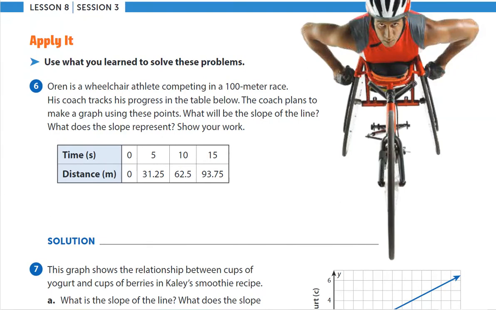Number 6. Oren is a wheelchair athlete competing in a 100-meter race. His coach tracks his progress in the table below. The coach plans to make a graph using these points, but he has not done it yet. So we have to figure out what will the slope be of this line, and what does the slope represent.